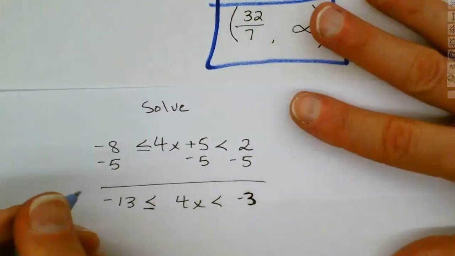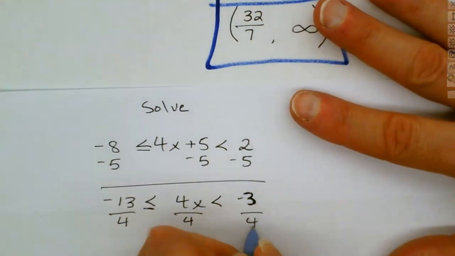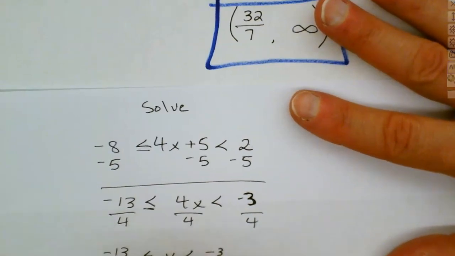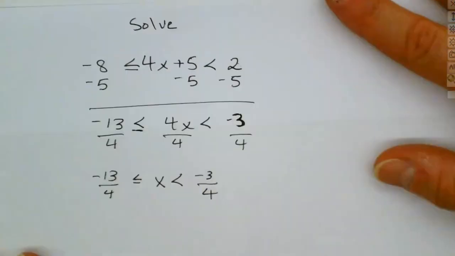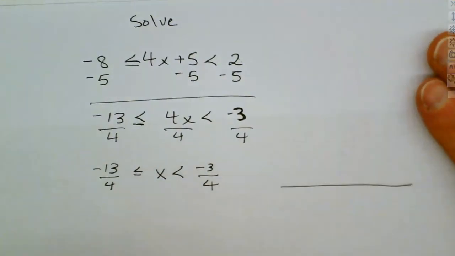How are we going to finish it? Divide by 4. Do we switch the symbols around? Yes or no? No. Why not? We divided by a positive 4, didn't we? So these are going to stay the same. Put them on a number line. They are in the correct order.